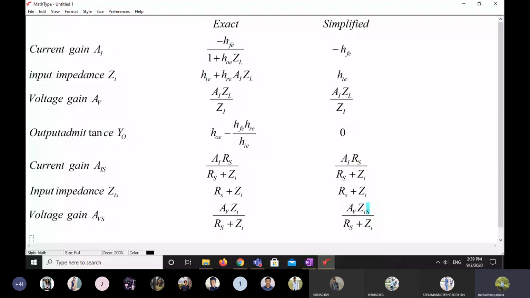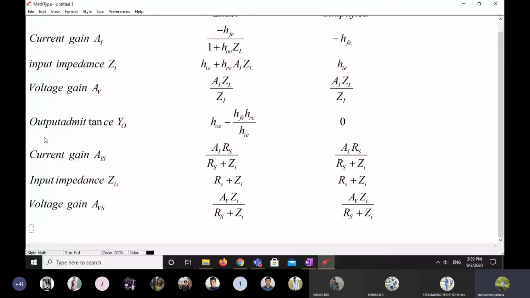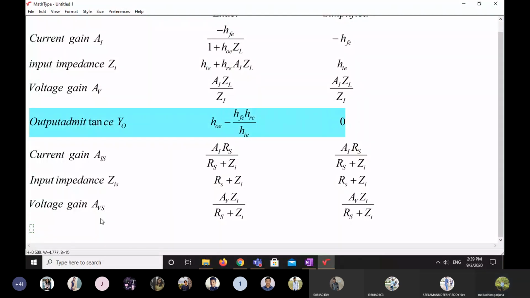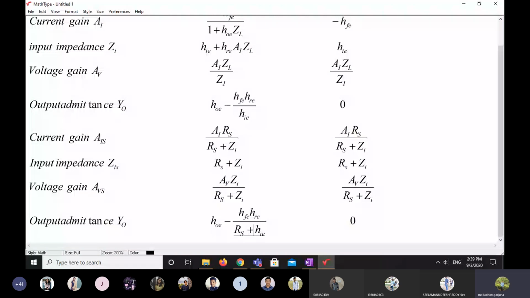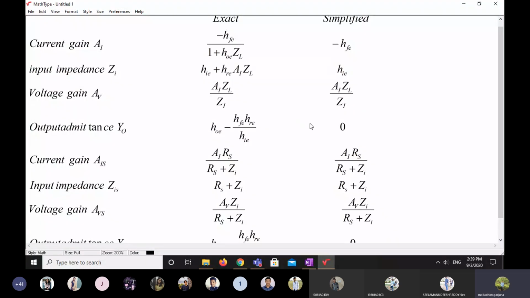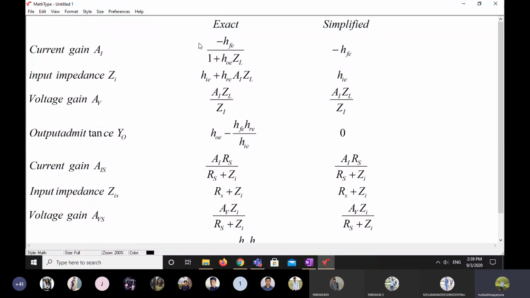Okay, this is voltage gain. So these are the comparison of exact analysis and simplified formulas for all the parameters.